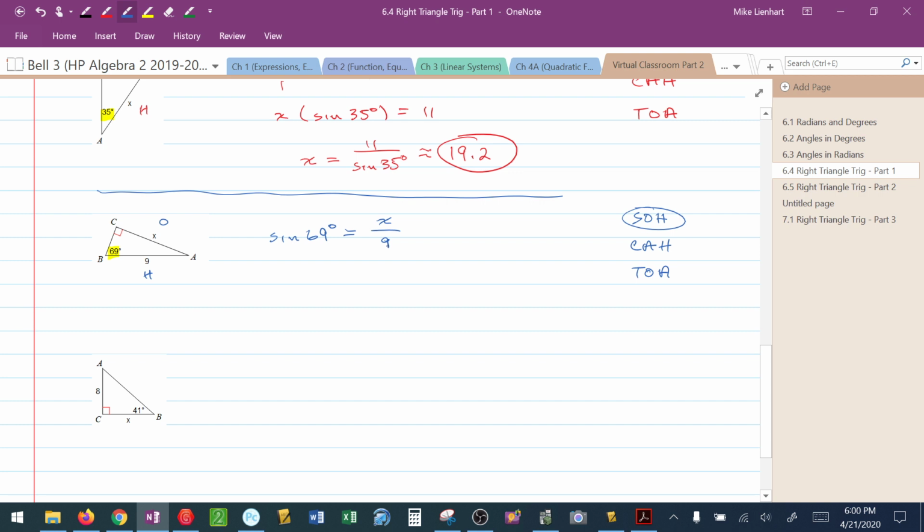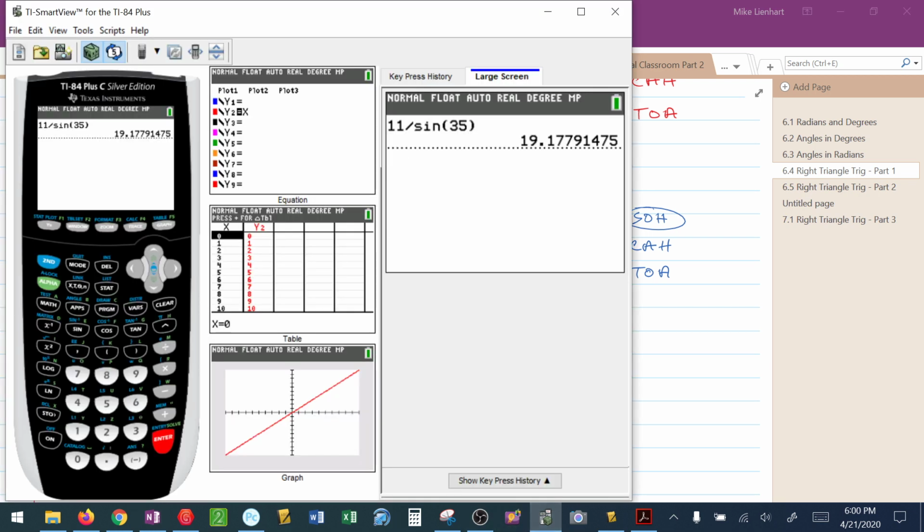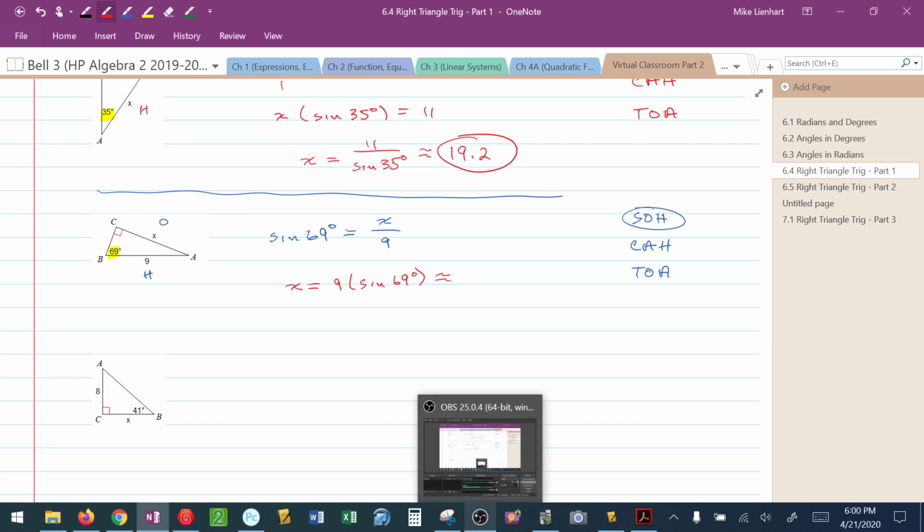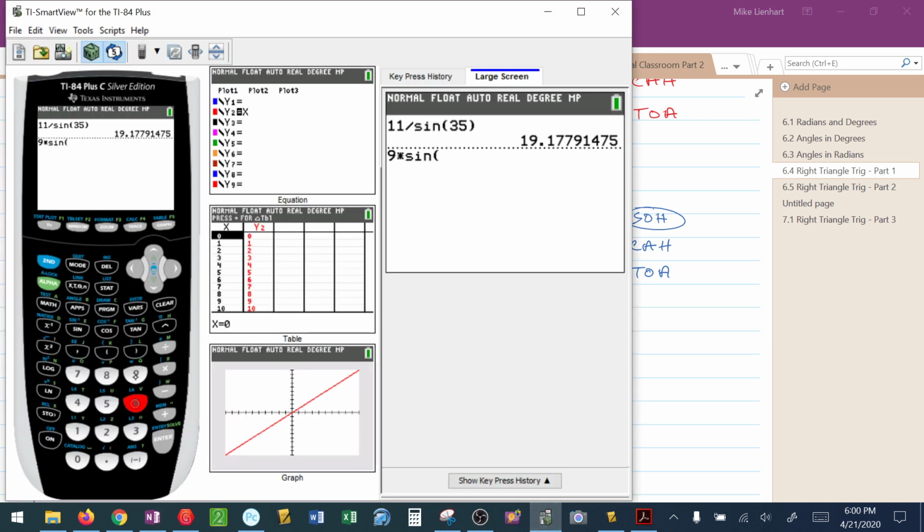Now, when I cross multiply to solve this, I'm going to have x is equal to 9 times the sine of 69 degrees. So this is the idea of multiply by trig. I'm going to round this to the nearest tenth. 9 times the sine of, what was it, 69 degrees. It's in degree mode, we're good. 8.4.